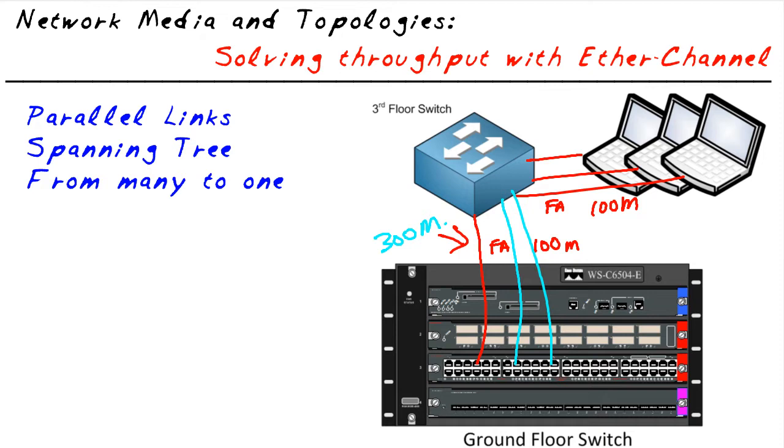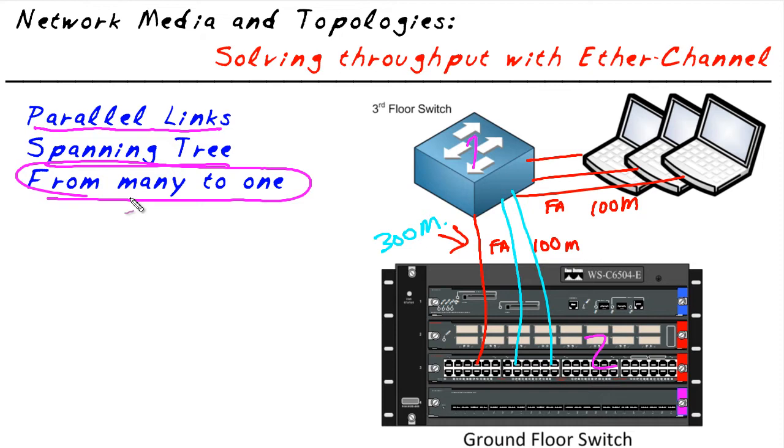Spanning tree sees parallel paths between switch 1 and switch 2. And as a result, it's going to be forwarding on one port, and it's going to be blocking on two. So you have some good fault tolerance in place, but you don't have any increased throughput. So what's the solution to this? Well, when you have parallel paths and spanning tree is blocking, you need to go ahead and convert those many links to one.